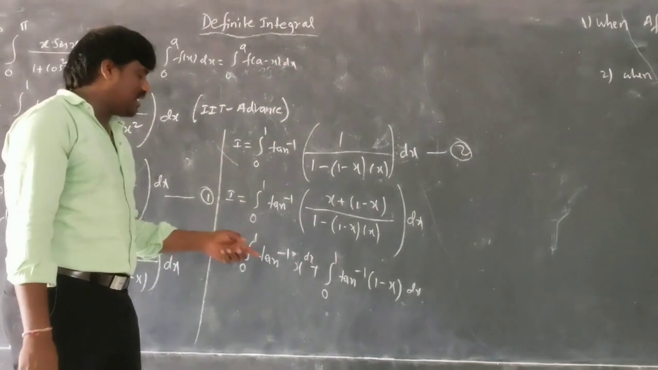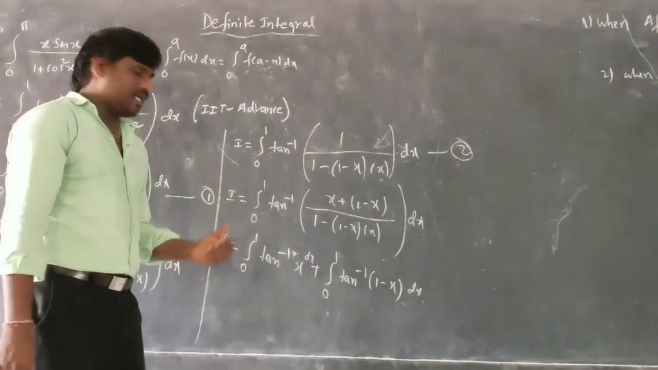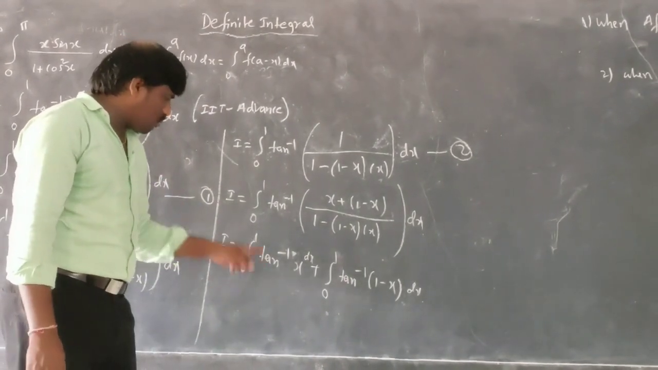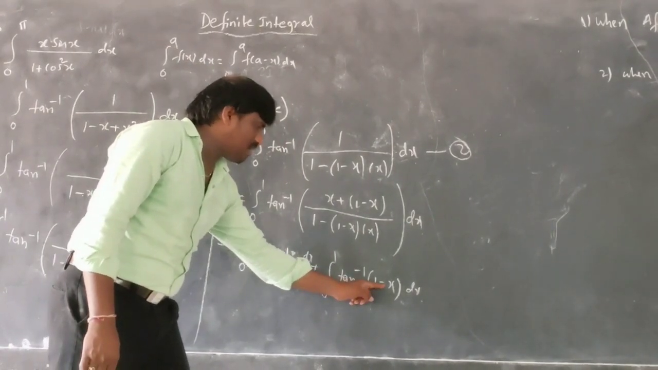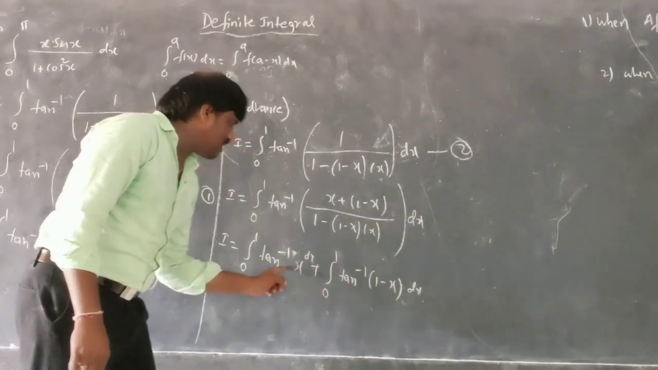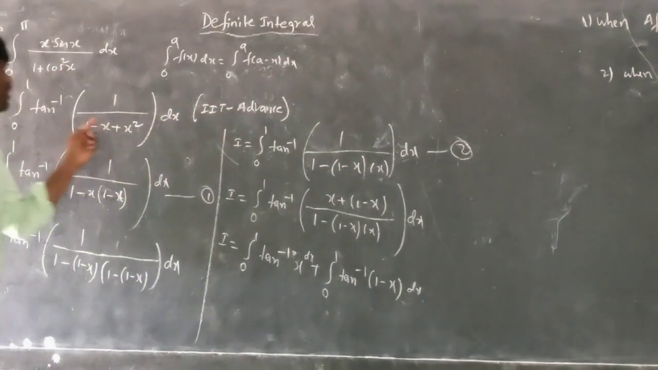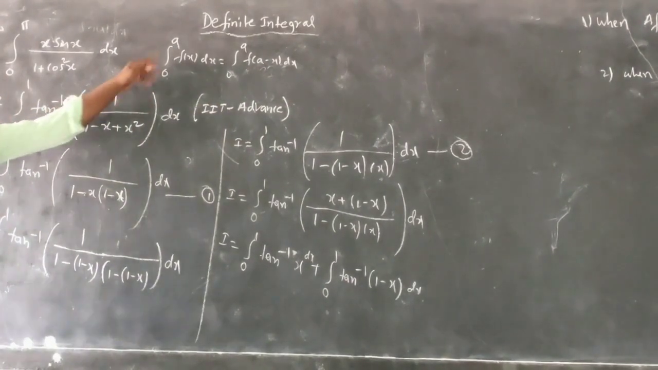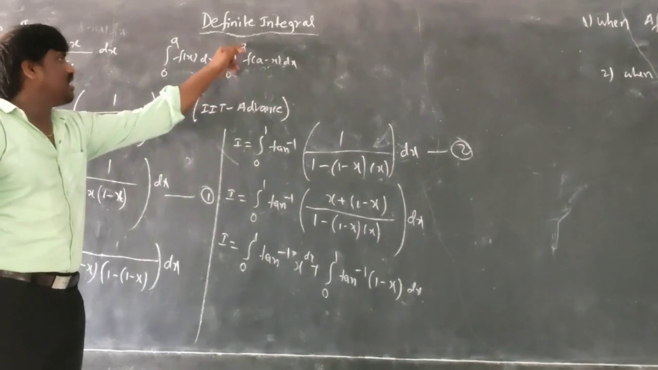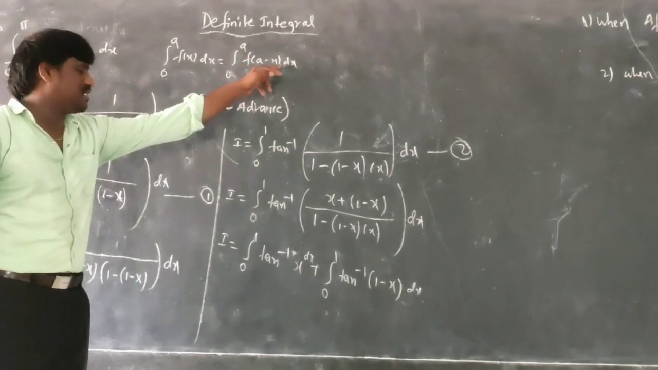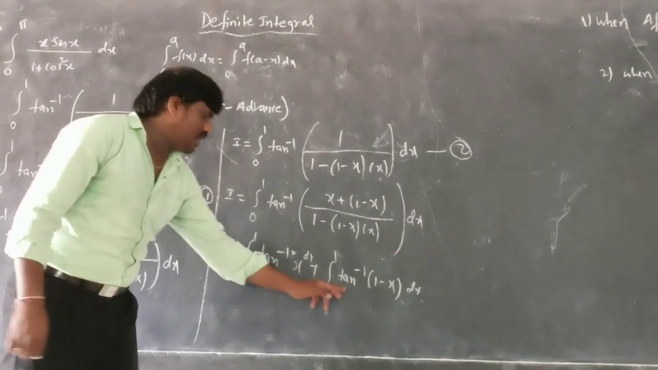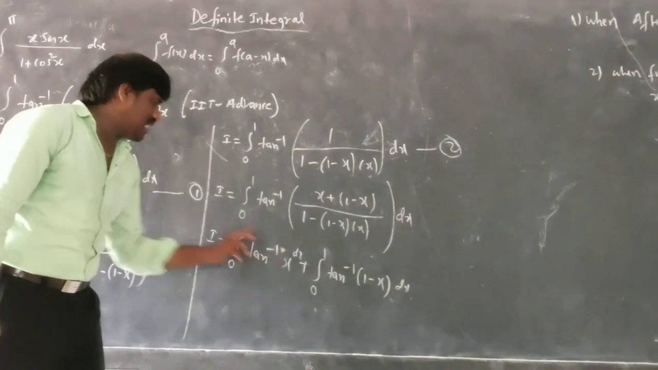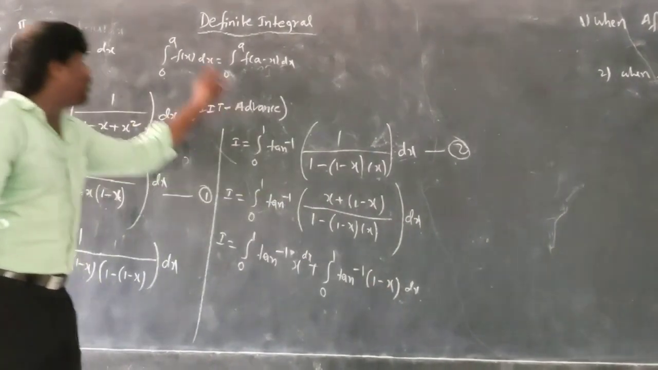Now you can apply King's rule. According to King's rule, 0 to 1 tan inverse x dx plus 0 to 1 tan inverse of 1 minus x dx, this value and this value are the same. What does King's rule say? Integration 0 to a f of x dx is equal to integration 0 to a f of a minus x dx. So 0 to 1 you have tan inverse x, then 0 to 1 tan inverse of a minus x, that is 1 minus x, which means these both are the same.